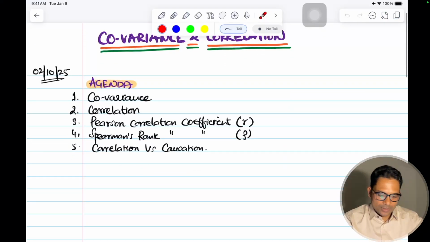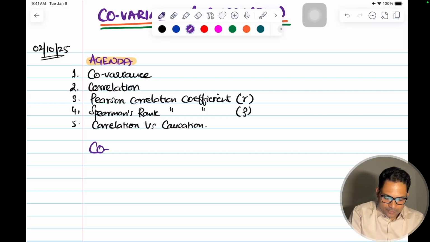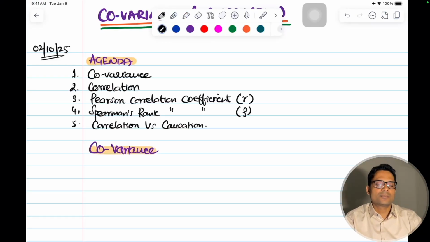So the first topic is covariance. We have discussed this in past videos also, but I'll give a pure statistical definition and we'll understand it with a problem also. Okay, let's begin. So what's covariance? It measures the direction of linear relationship between two variables.